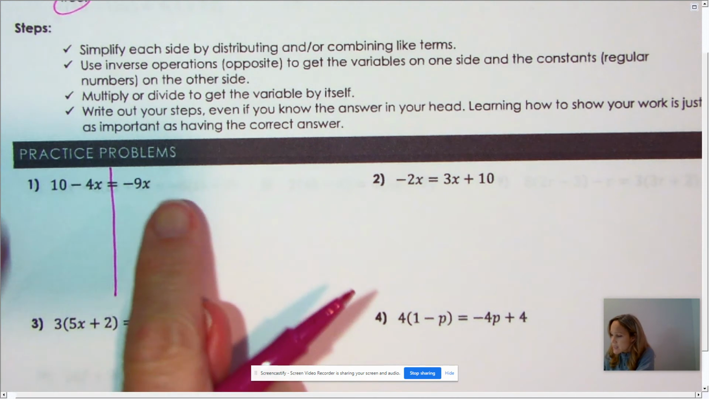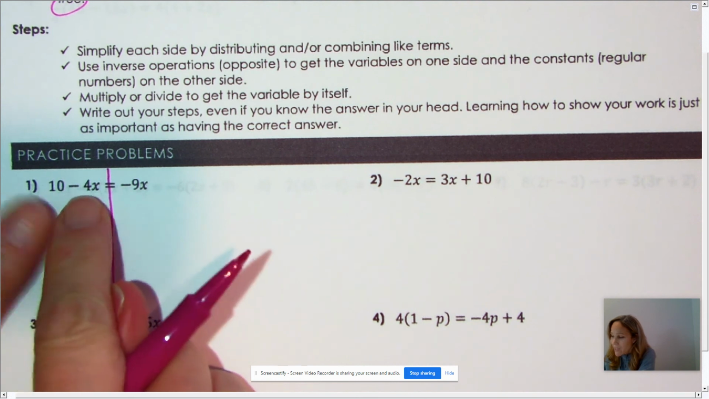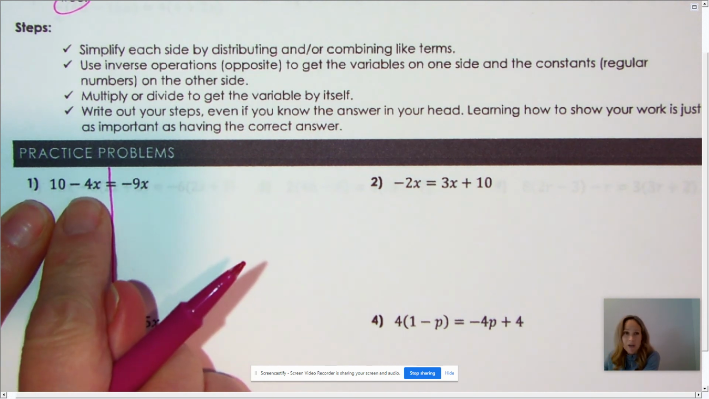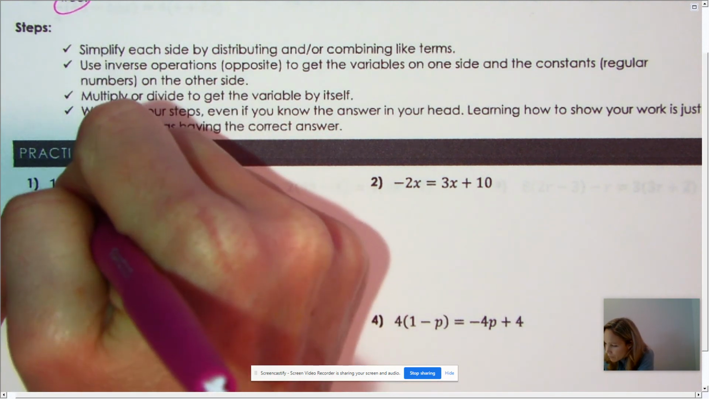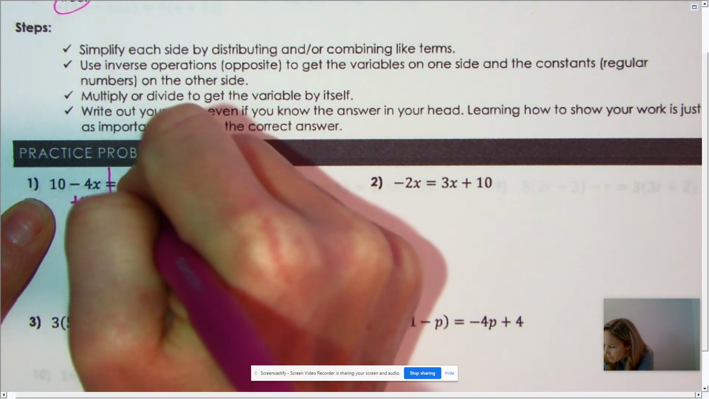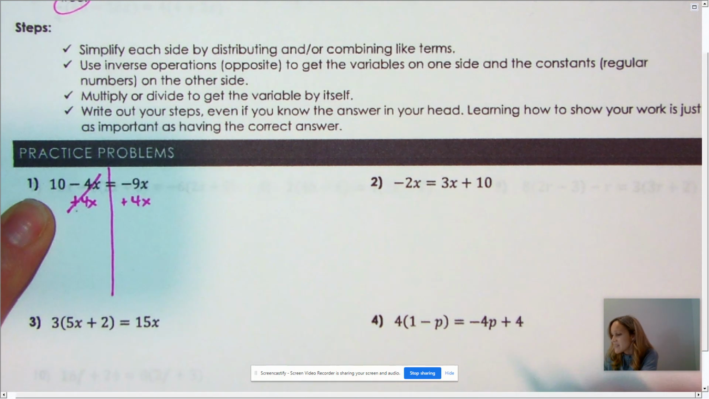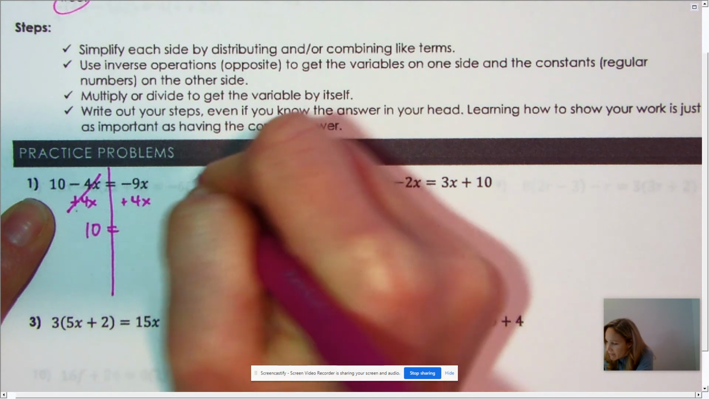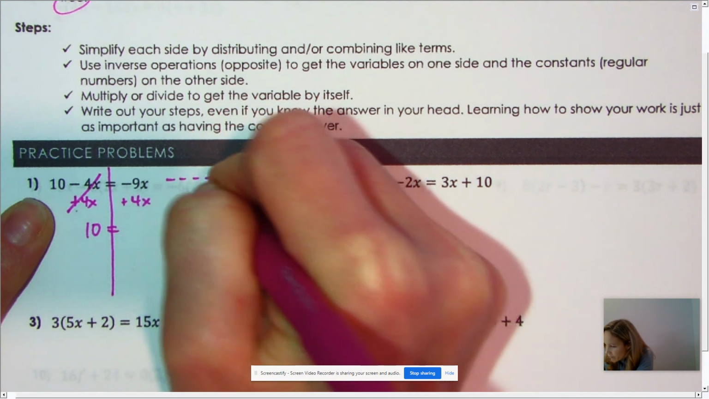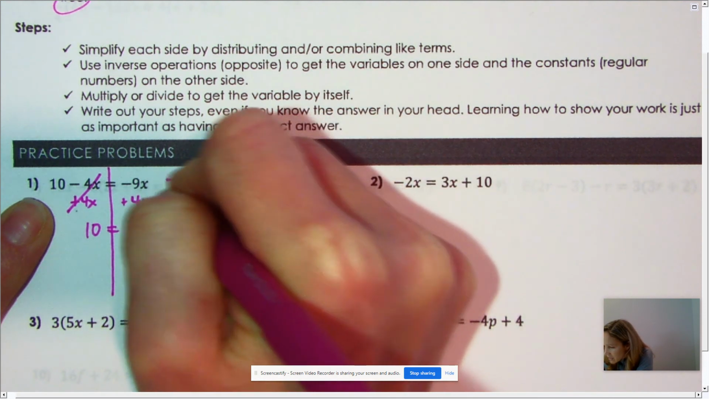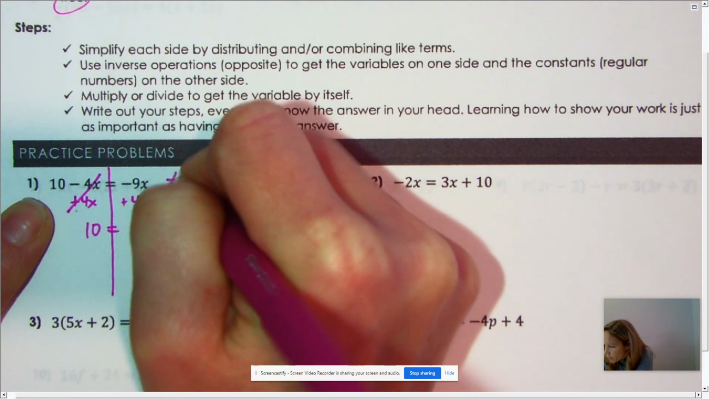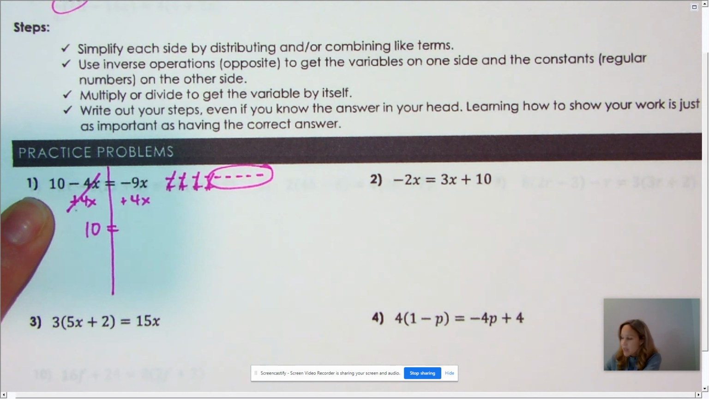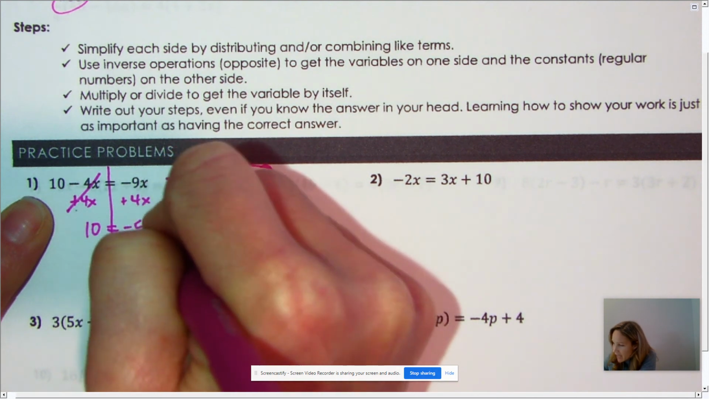However, this one, because there's a 10 on this side already, I'm going to move all the x's to the other side. So if I want to cancel out negative 4x, I need positive 4x. So on this side, the x's cancel. So I have 10 is equal to, if I have 9 negatives, 1, 2, 3, 4, 5, 6, 7, 8, 9 negatives and 4 positives, 4 of those will cancel and I'll still have 5 negatives left over. So I would have negative 5x.